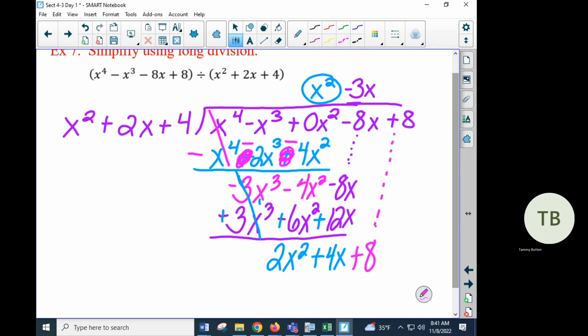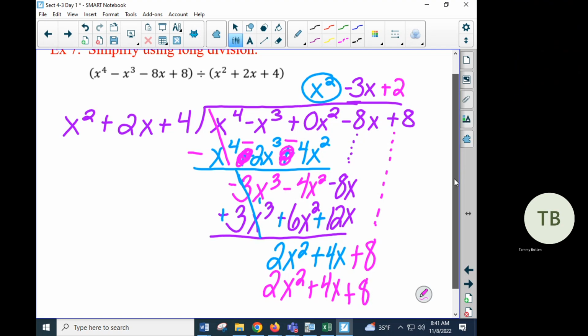And then we have 1 more thing to do up here. So I have to think, what times x squared gives me 2x squared? That's going to be plus 2. 2 times x squared is 2x squared. 2 times 2x is plus 4x. And 2 times 4 is plus 8.